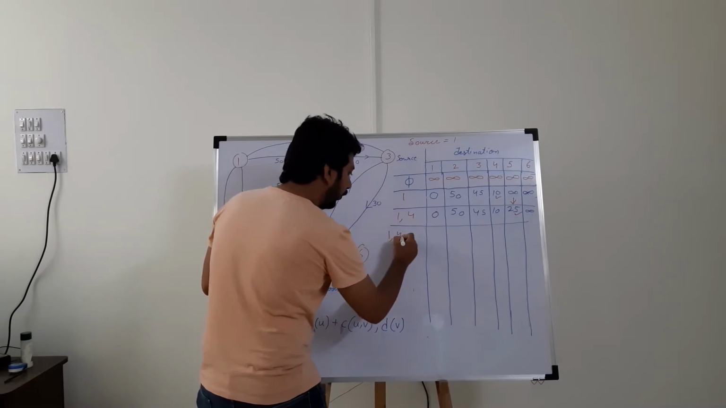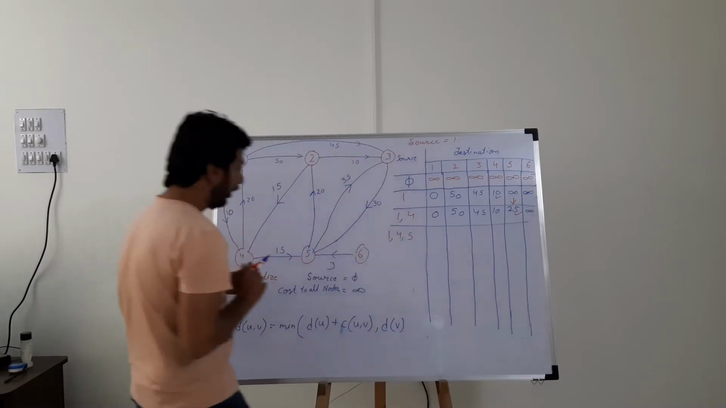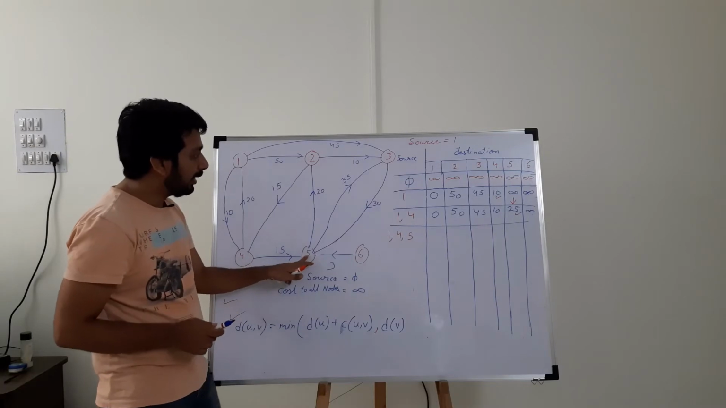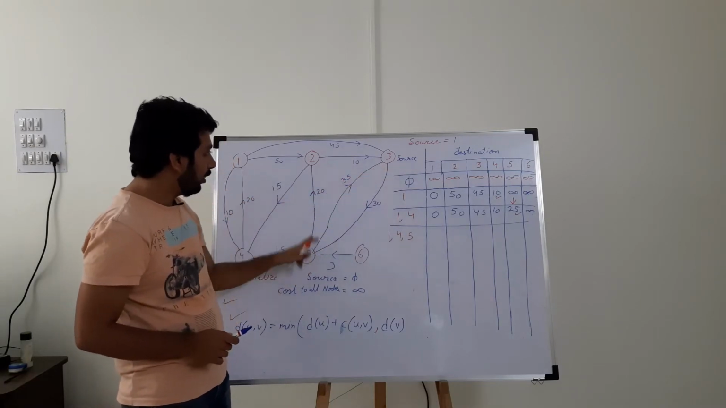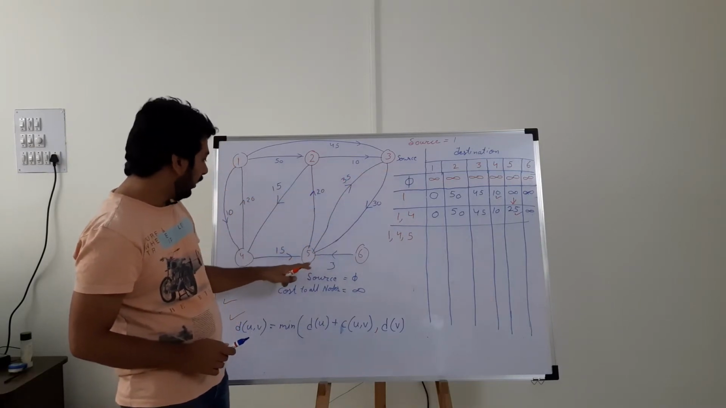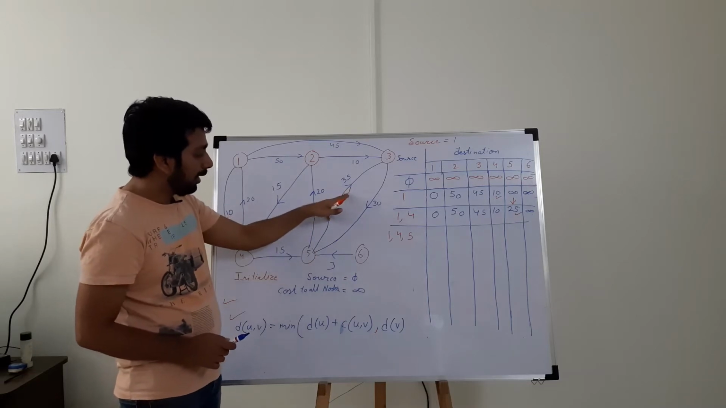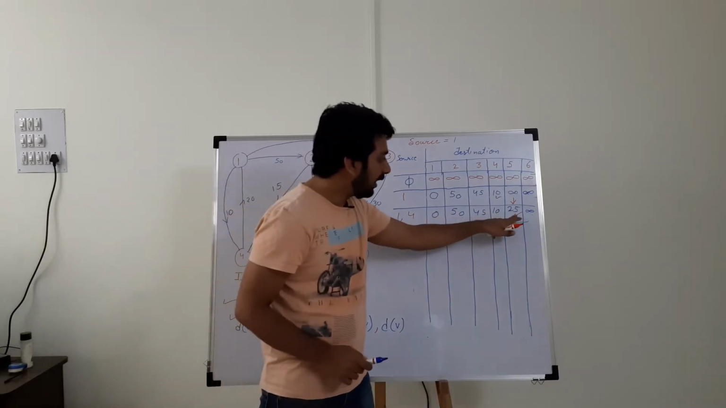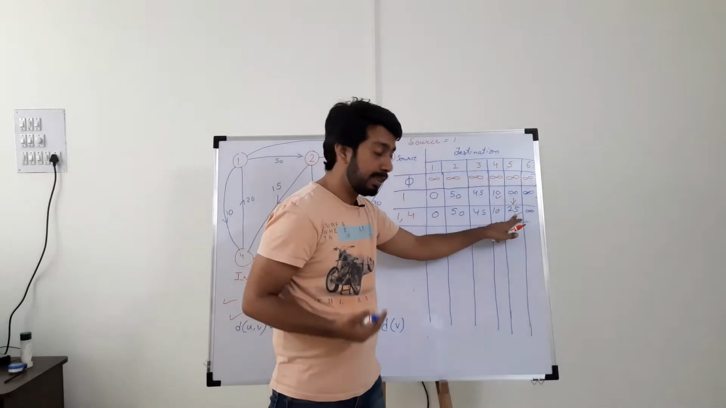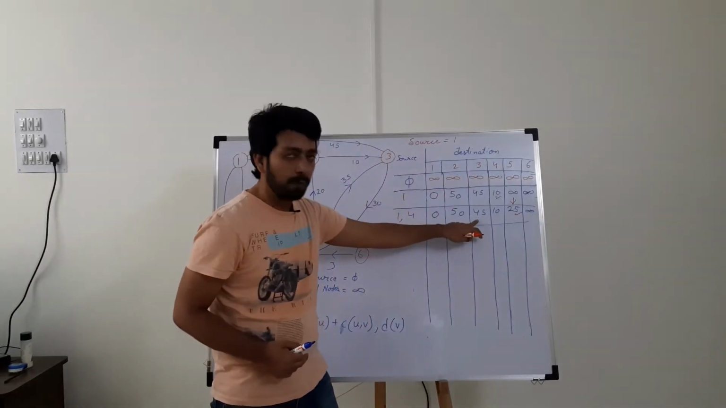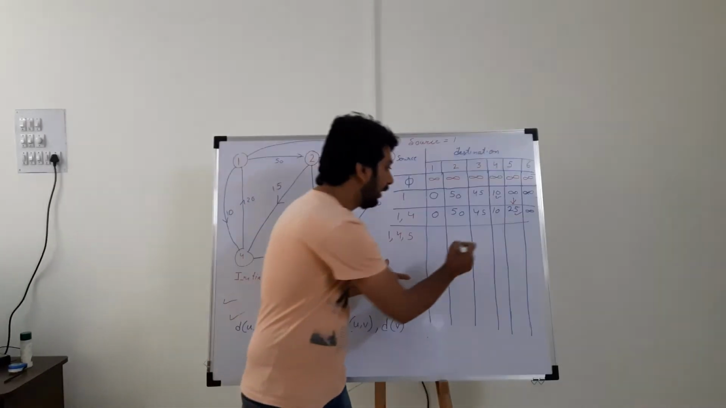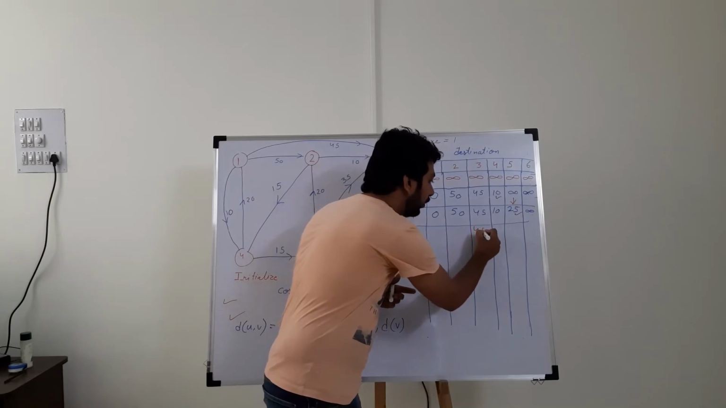1, 4, 5. Now 5 is directly connected with 3 and 2. To 3, cost would be added by 35. That means 25 plus 35, that is 60, and earlier cost is 45. So we won't change anything. It remains as it is.